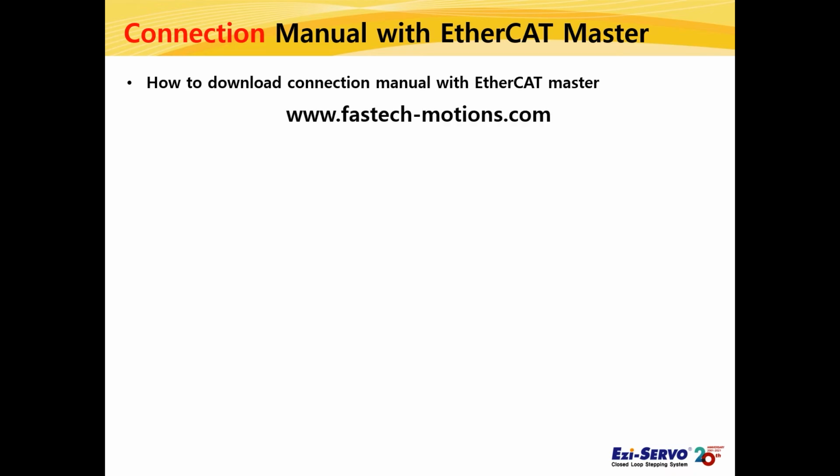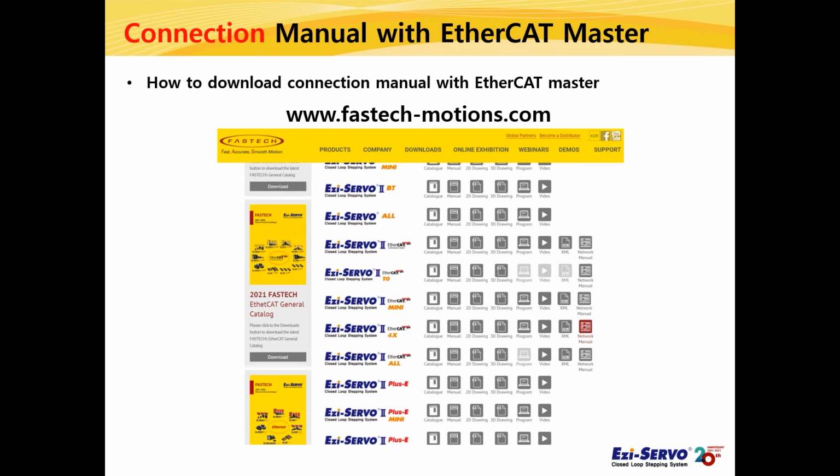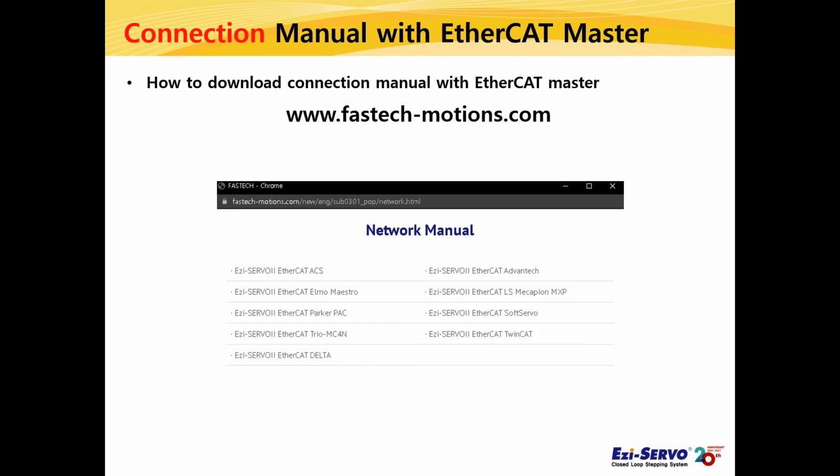If you access the following address and place the mouse pointer on the Downloads tab of the homepage, an item called Quick Download appears. Click on the item to display a list of products. Click the Network Manual button of the Ezi-SERVO II EtherCAT 4X product among the products in the list to download the connection manual for each master. The manual of Trio's MC4N master, which I said as an example earlier, can also be downloaded here. You can also download the same manual by clicking the Network Manual button of other EtherCAT products.